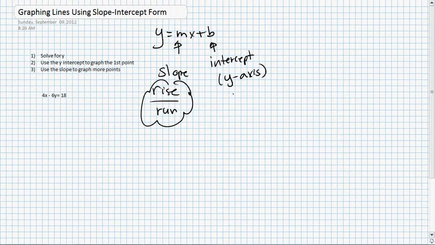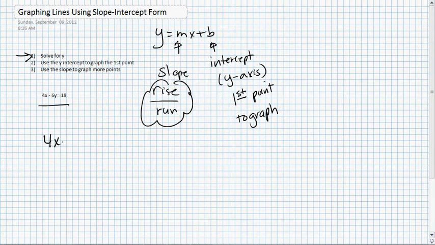We're going to start off by solving for y, and then we'll use the b as our first point to graph. So first step is to solve for y. Here's the equation that I'm going to use.